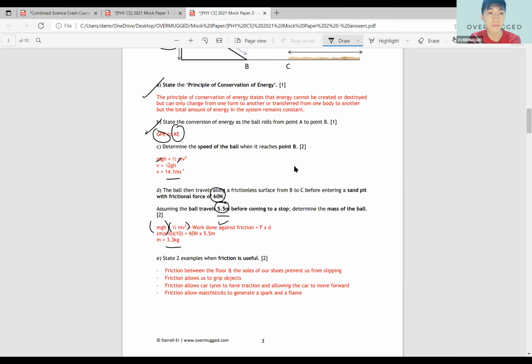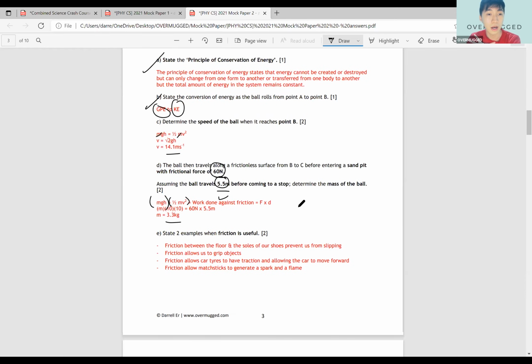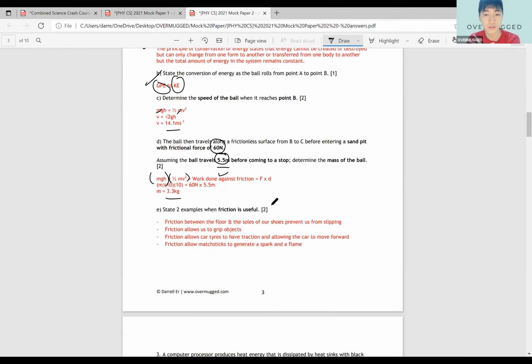Okay, so assuming, because we know that GPE and KE is the same, so I can use either of them to solve. If you want to use half MV squared, you can do so. It will just be half unknown M, V squared will be 14.1 squared. You will still get the same answer, okay? Lastly, examples where friction is useful. Just go study.